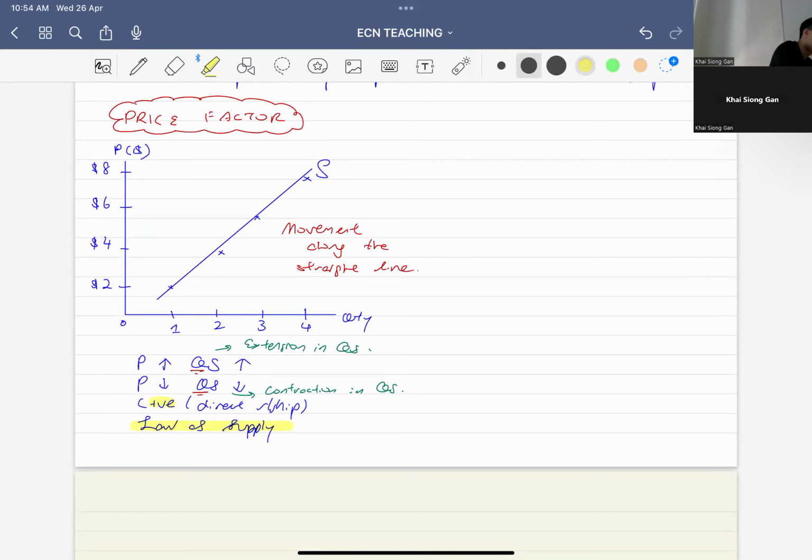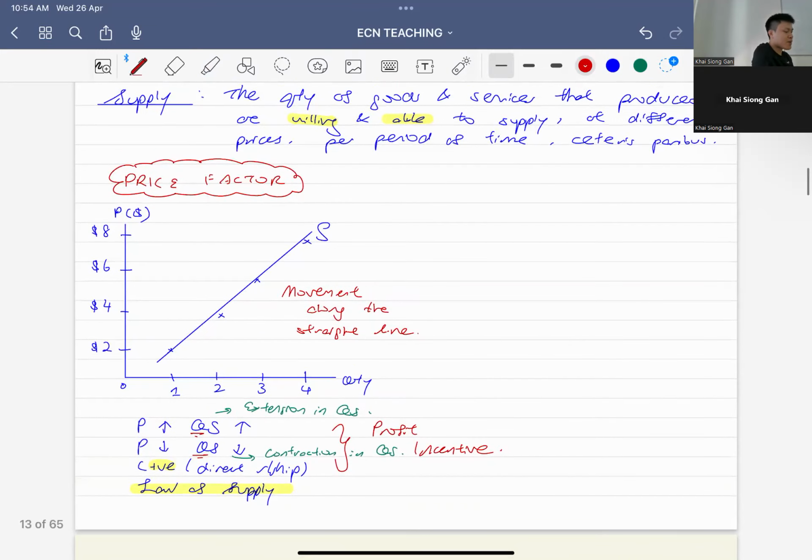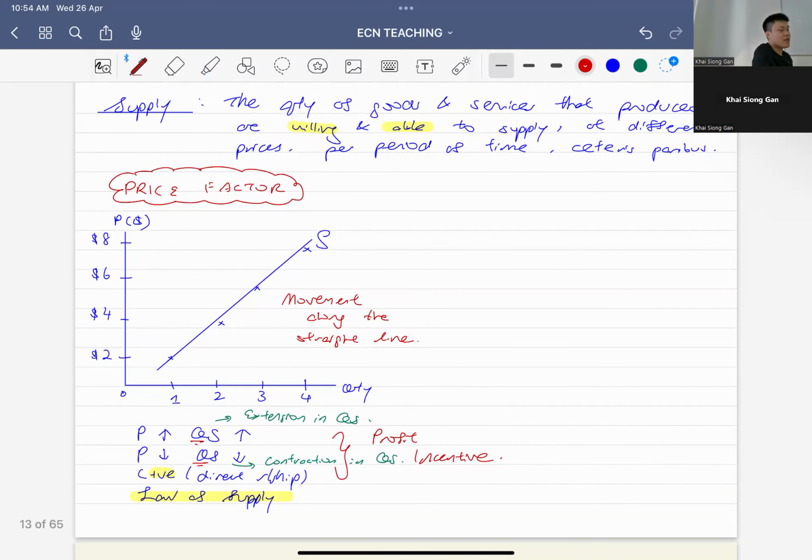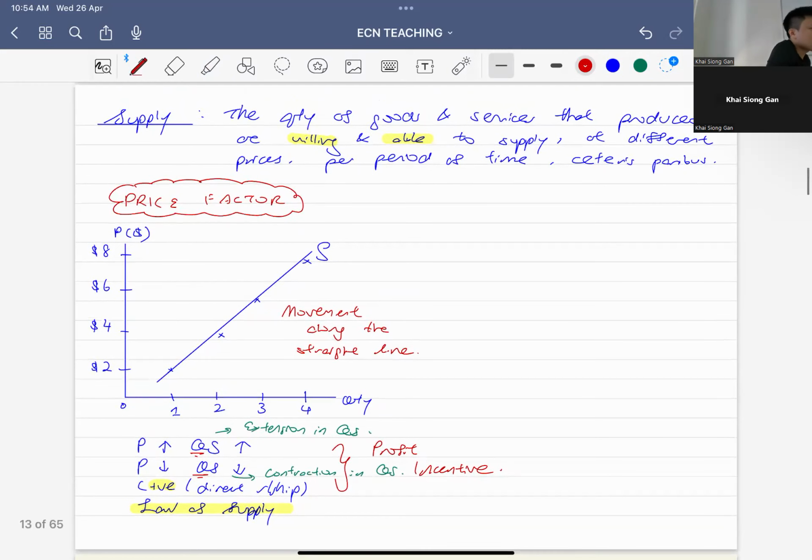Same thing here. To explain this positive relationship, you have to explain it with the profit incentive, the profit effect. As a producer, you are profit oriented, and therefore the higher the price, the higher the incentive for you to sell the product. Why? You'll be able to earn more. So that's called the profit incentive, explaining the positive relationship between the price and the quantity supplied. So the price factor has no shift, it only refers to the movement along the straight line caused by the price of the product itself.